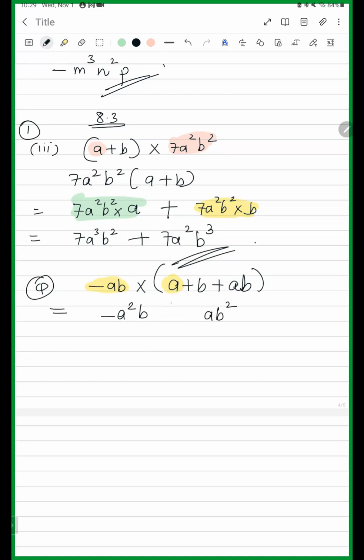Then minus a... wait, why are we writing minus instead? It should be plus, right? You only told me minus AB because it's minus outside, no? This minus is being multiplied with everything. Oh yeah. Then minus a square b square. Very good. So this is going to be the answer.